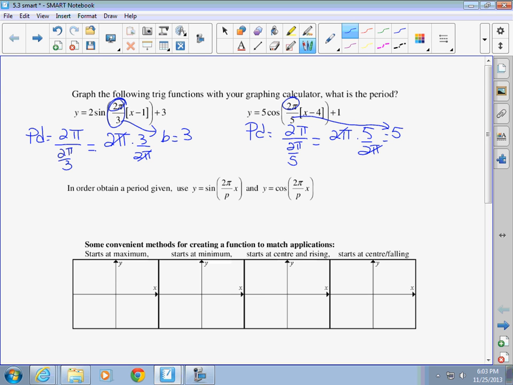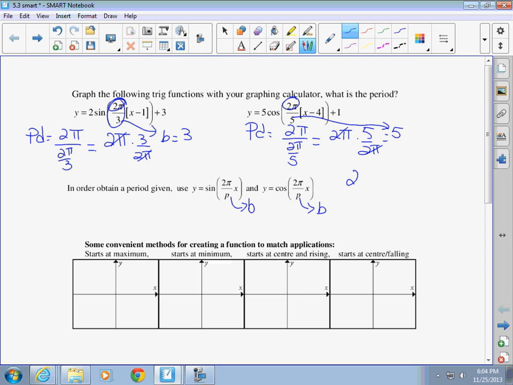So that's all we were doing. They're calling this the p. What we called it was the b value. Same thing. And I think that's the way it might refer to it in your textbook. So it says some convenient methods for creating functions to match an application.